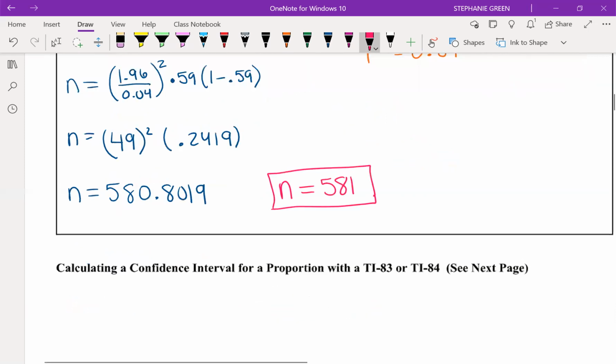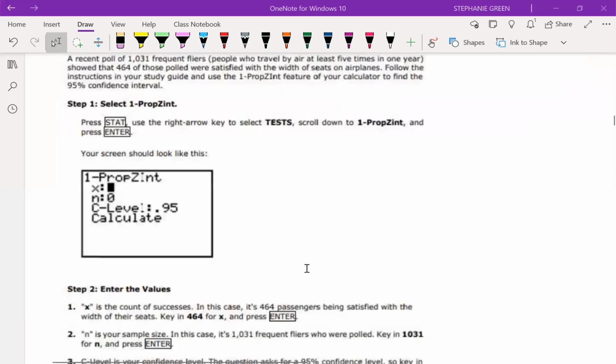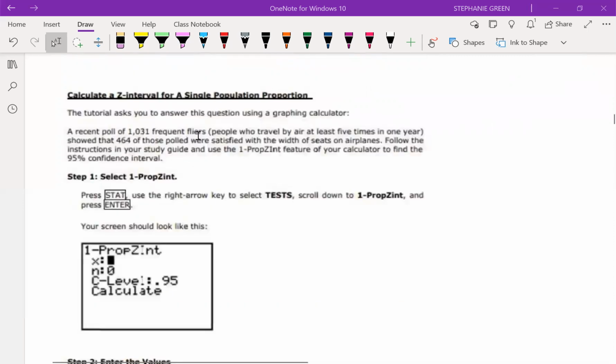All right. Next thing here is calculating a confidence interval for a proportion with a graphing calculator. So let me get my graphing calculator out, and the instructions for this, of course, are on the next page of your study guide. So we have here another example. I don't know if my calculator is going to open. One second. There it goes.